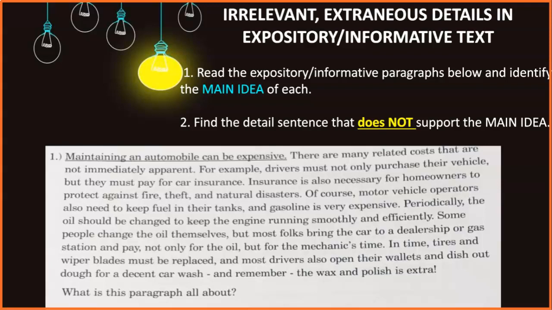Maintaining an automobile can be expensive. There are many related costs that are not immediately apparent. Okay, so my main idea, maintaining an automobile can be expensive. My first sentence is always the topic sentence. It tells me what I'm talking about for that whole paragraph. So my topic sentence says maintaining an automobile can be expensive. That means the whole paragraph has to be about how having a car can be expensive.